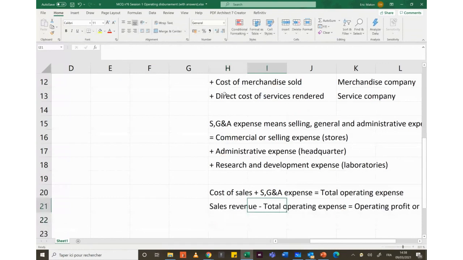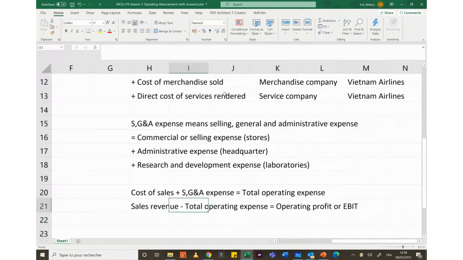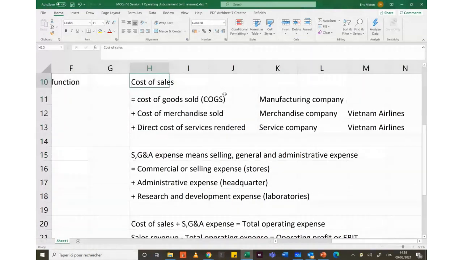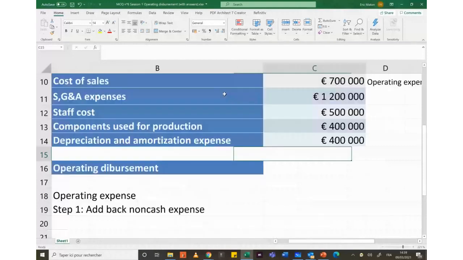Okay. In the US, sometimes the SG&A expense, we name it operating expense. So they separate the SG&A with a different name from the cost of sales. We have this situation, for instance, for the merchandise company. In the merchandise company, they say the SG&A expense is operating expense. So SG&A expense is also operating expense by function.